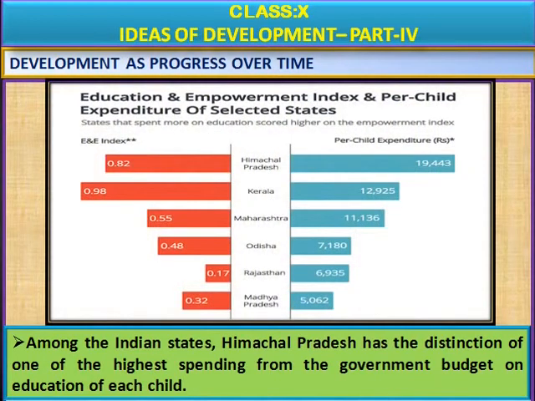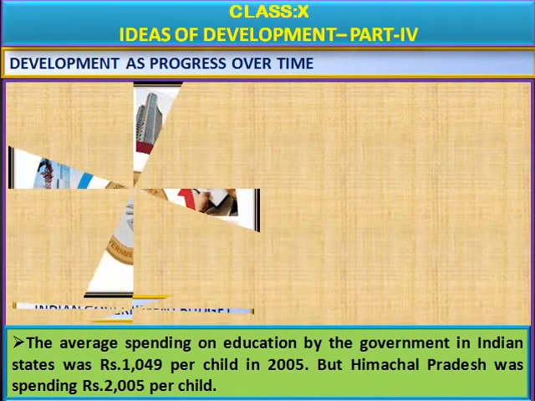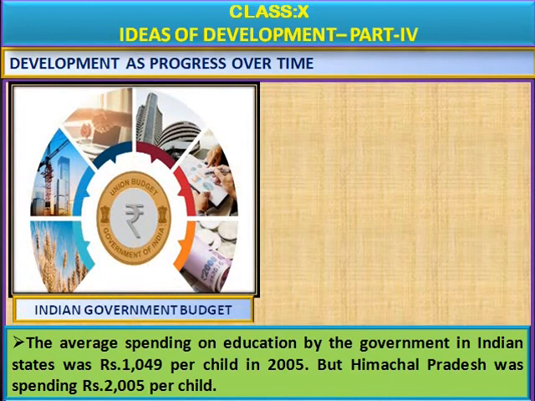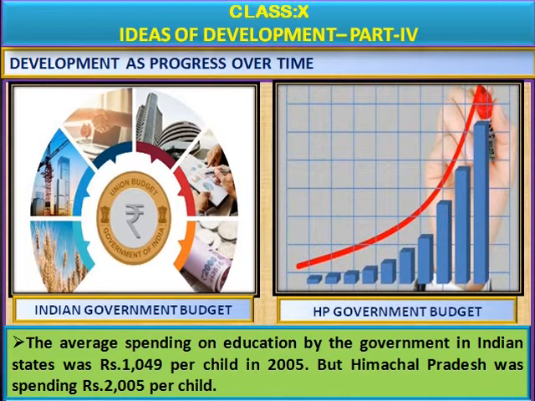Among the Indian states, Himachal Pradesh has the distinction of having one of the highest government budget expenditures on the education of each child. The average spending on education by the government in Indian states was 1,049 rupees per child in 2005, but Himachal Pradesh was spending 2,005 rupees per child.